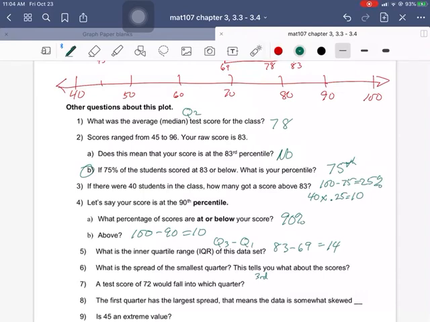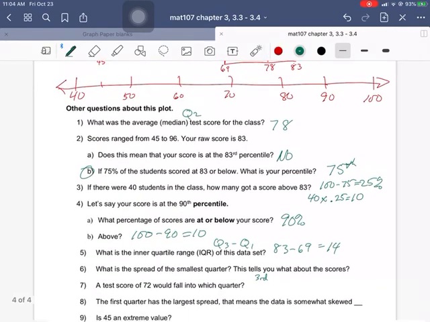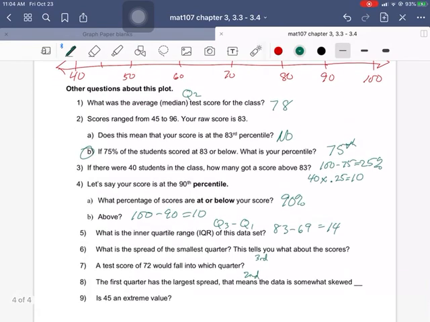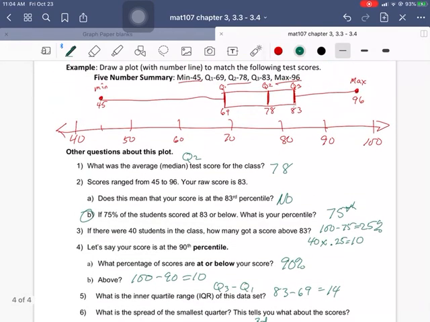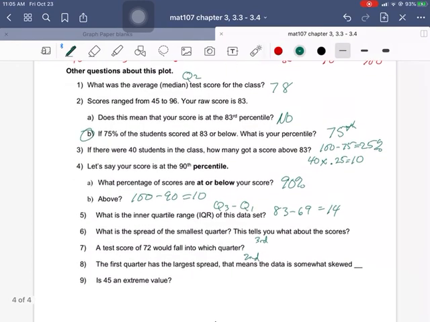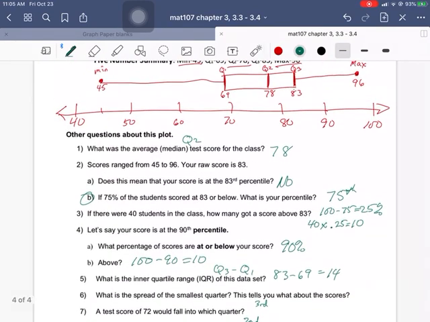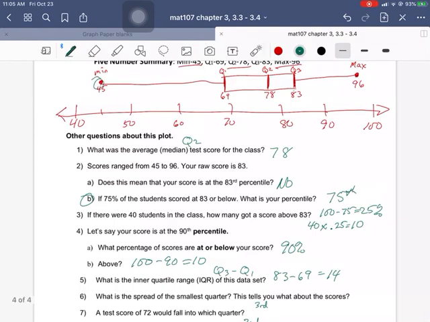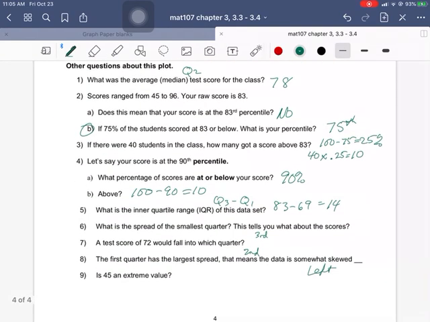Okay, 72 falls into the second quarter. The first quarter has the largest spread. That means this data is somewhat skewed. Left, right? Correct. So it goes left. So the person who got the 45 here might be an outlier. So this is skewed left. So that means kind of the average gets pulled down by the person who did not do well for that 45. Is that 45 an outlier?